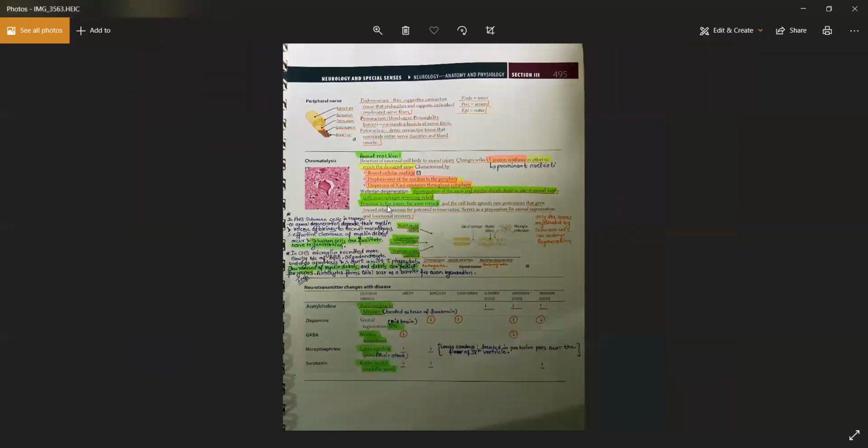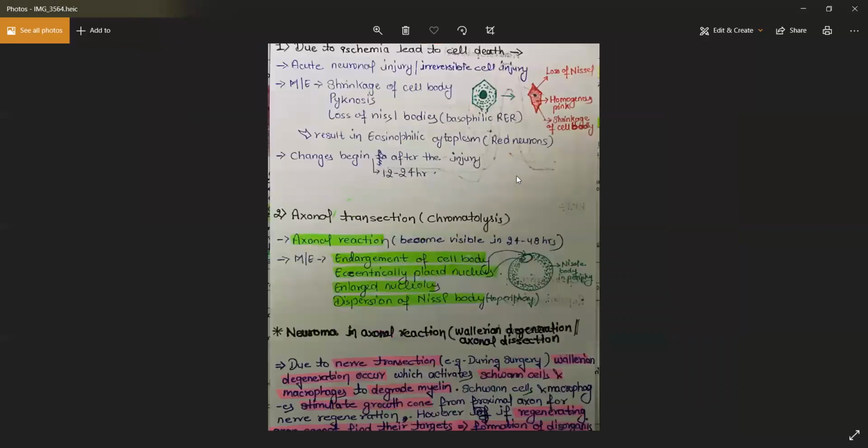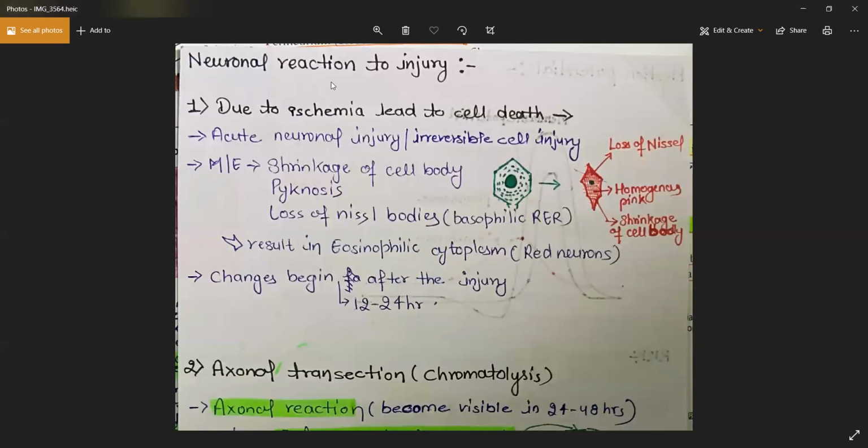Before that, we need to know about the types of nerve injury. One is the death of the neuron because of ischemia, because of infarction. Step one can ask you the microscopic findings of these axons whenever a cell injury happens, depending upon the type of injury. For ischemia, please note, it will be an irreversible kind of cell injury. Very important, what you will find on the microscopy is shrinkage of the cell body.